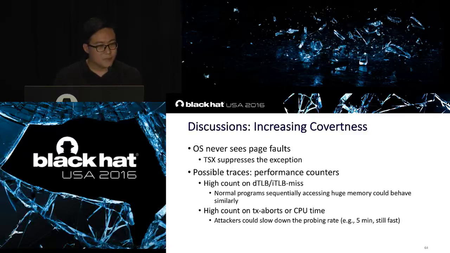There is a possible way of detecting this attack, as we did, by measuring ITLB hit and miss or DTLB hit and miss, which could be traces, or the TSX abort counter in the performance counters would be a trace of this attack. But if the attacker slows down the attack speed, like probing just 1,000 pages per second or so, then it is really hard to distinguish from normal execution.